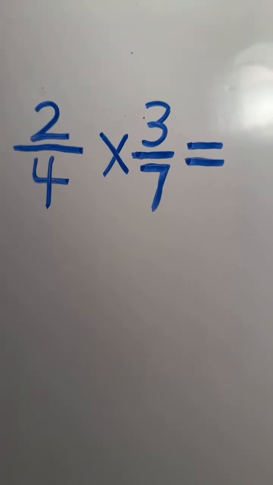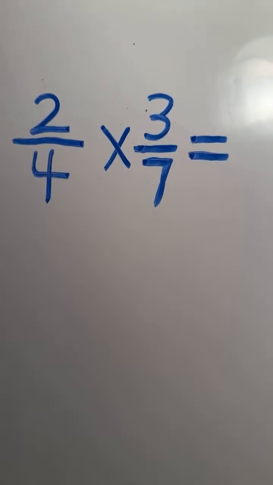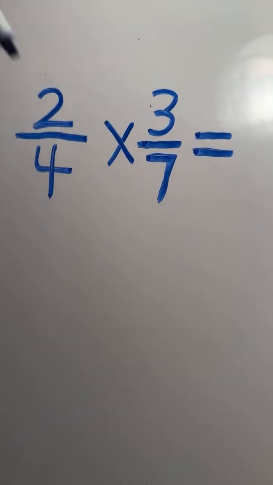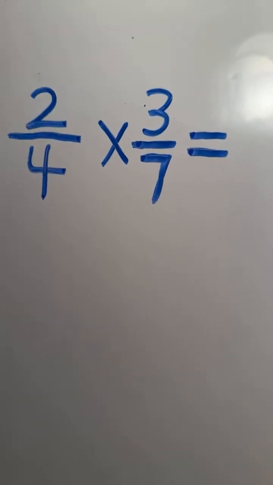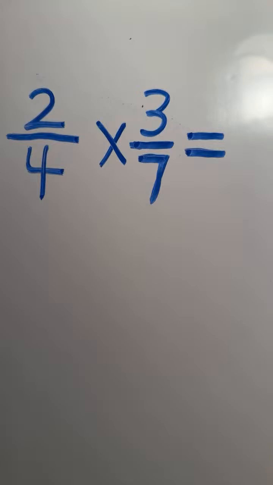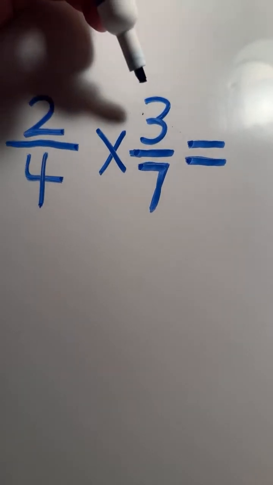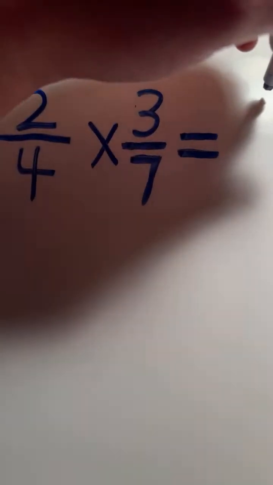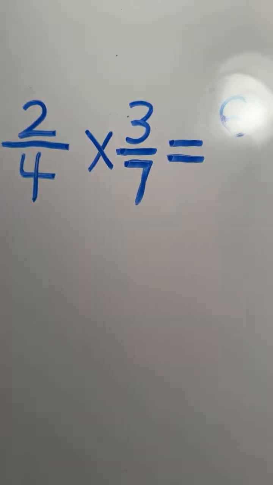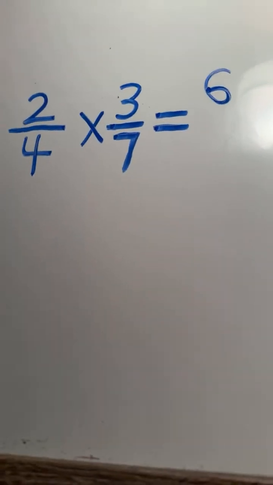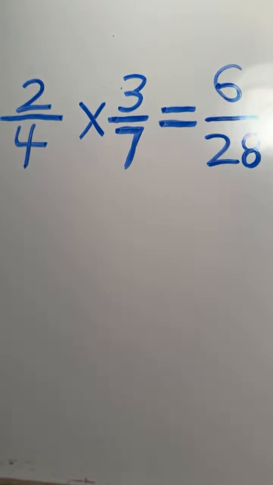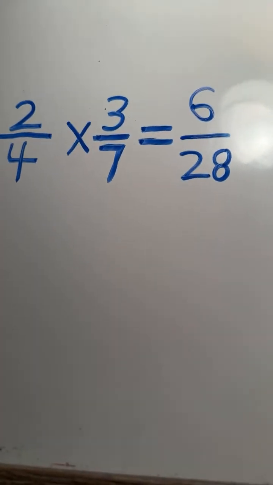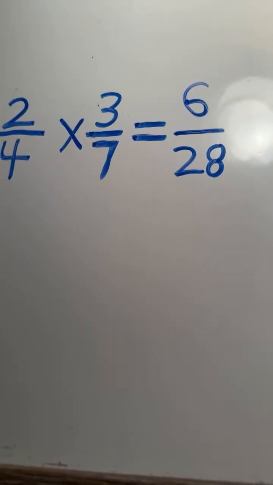So the difference between multiplying fractions and adding or subtracting fractions is that the denominator, the bottom number, actually does change. Whether the denominator is the same or not, it will change. So step 1, we multiply our numerators. 2 times 3 equals 6. Step 2, we multiply our denominators. So 4 times 7 equals 28, and we have our answer: 2/4 times 3/7 equals 6/28.